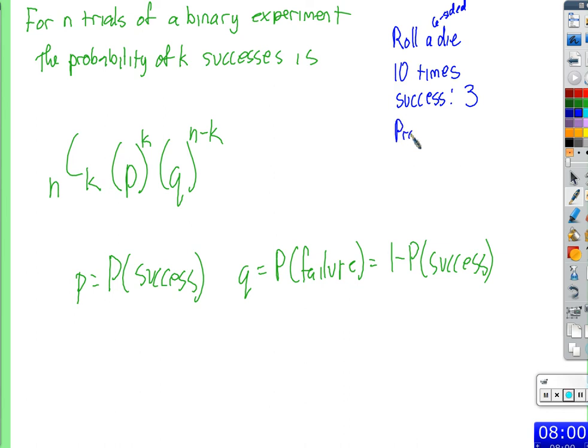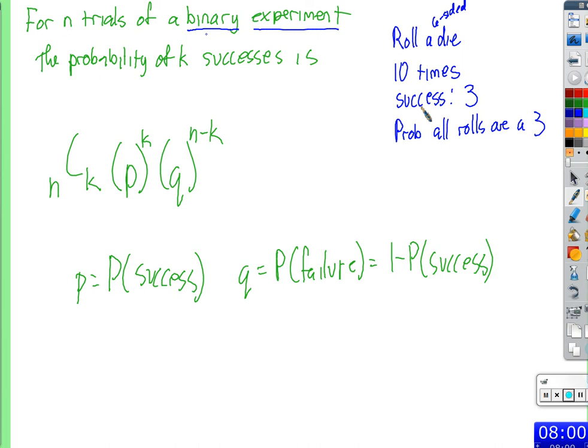Let's find the probability that all rolls are a 3. Does all that make sense? Roll a die, that's a 6-sided die, 10 times. We are just looking for 3s, okay? That's the binary part of this. The experiment part is rolling a die. The binary part is you're just looking for one thing, and we call that thing a success. So success is a 3. If you don't see that happen, you fail.